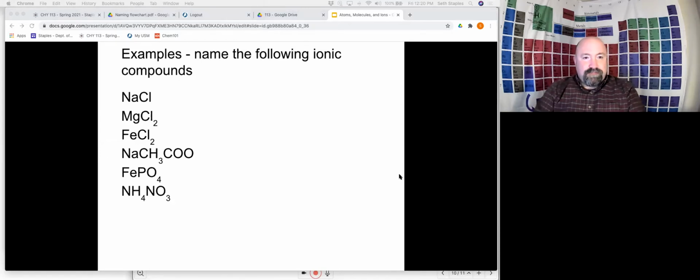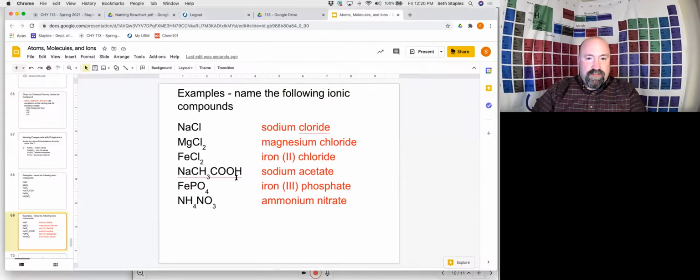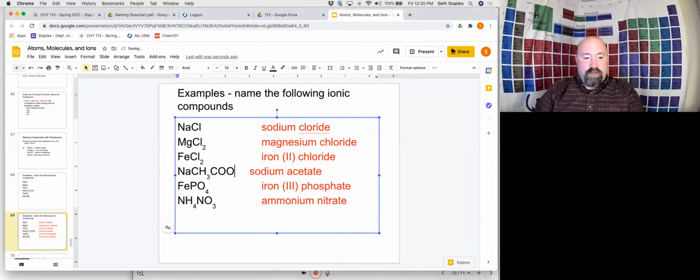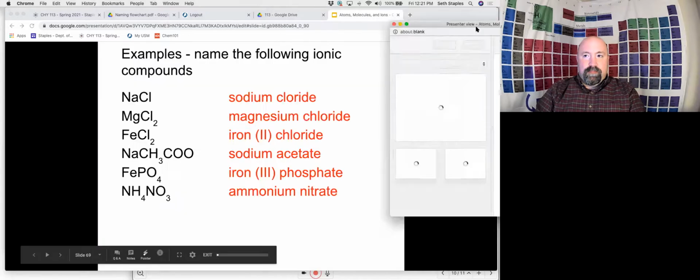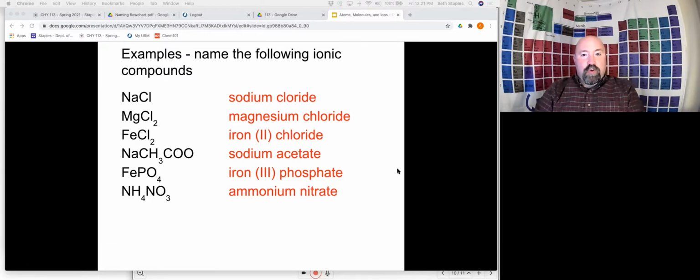Anyway, hopefully you came up with the various names here. Oh, let me fix that one right in here too. There we go. Okay. And so NaCl, sodium chloride, MgCl2, magnesium chloride, FeCl2, iron(II) chloride, NaCH3COO, sodium acetate, FePO4, iron(III) phosphate, and finally ammonium nitrate, that's NH4NO3.